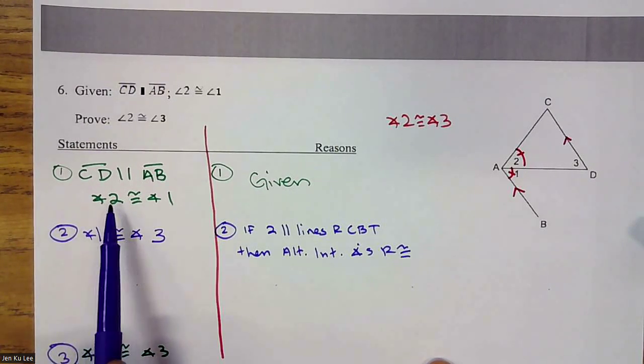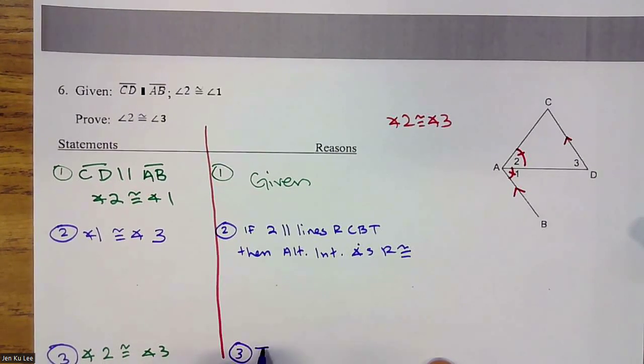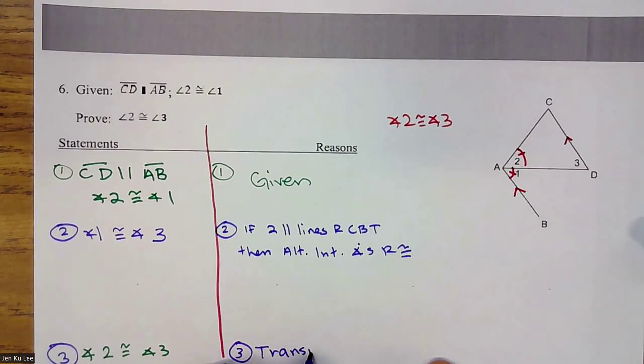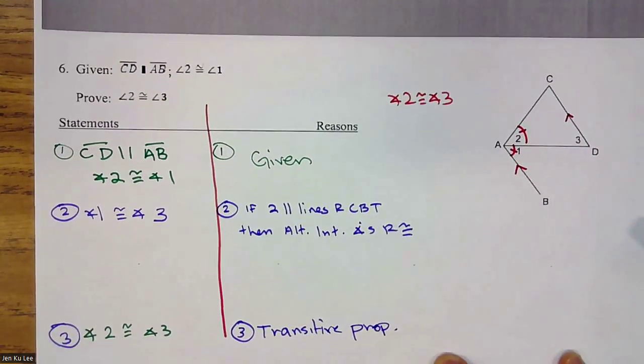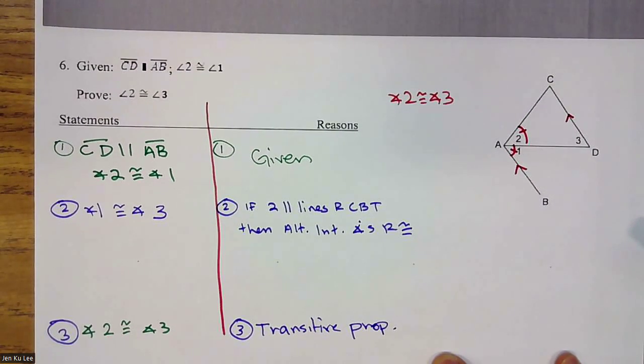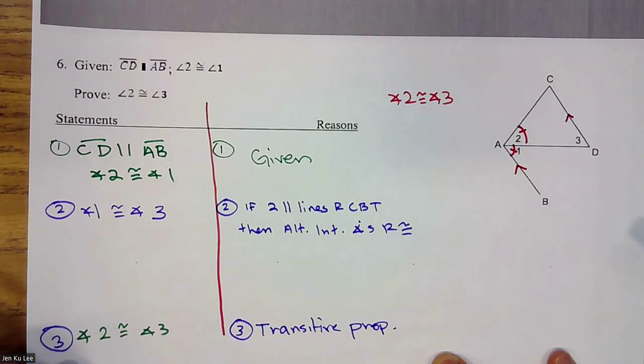And then I can say this one. Because if angle 2 is congruent to angle 1 is congruent to angle 3, therefore angle 2 is congruent to angle 3 because of the transitive property. Okay? If A is equal to B and B is equal to C, then A is equal to C, the transitive property. All right? Cool.